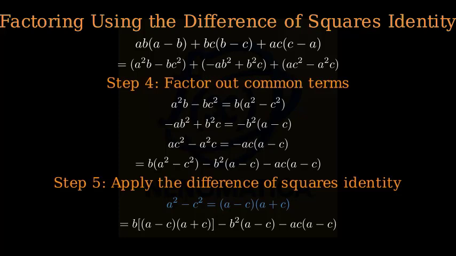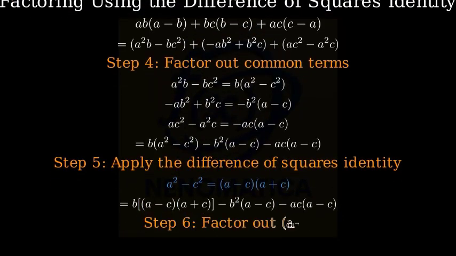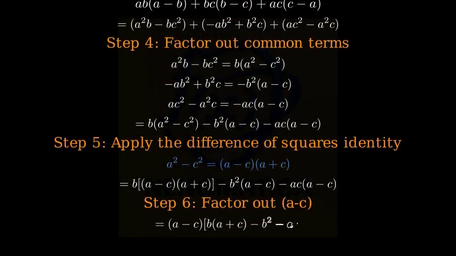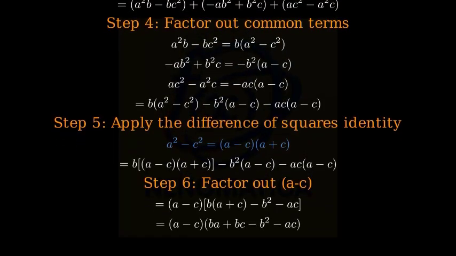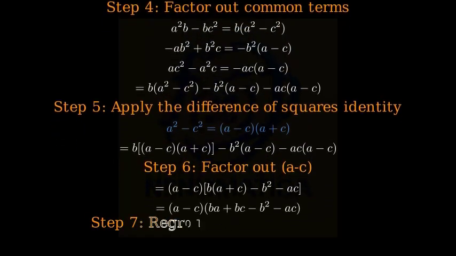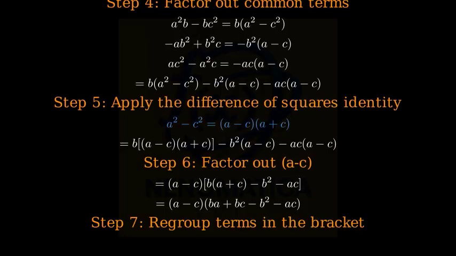Looking at our expression, we can now see that a minus c is a common factor in all three terms. Let's factor it out. This gives us (a minus c) times [b times (a plus c) minus b squared minus ac]. Now, let's expand the expression inside the bracket. We have ba plus bc minus b squared minus ac. Let's regroup these terms to see if we can factor further.